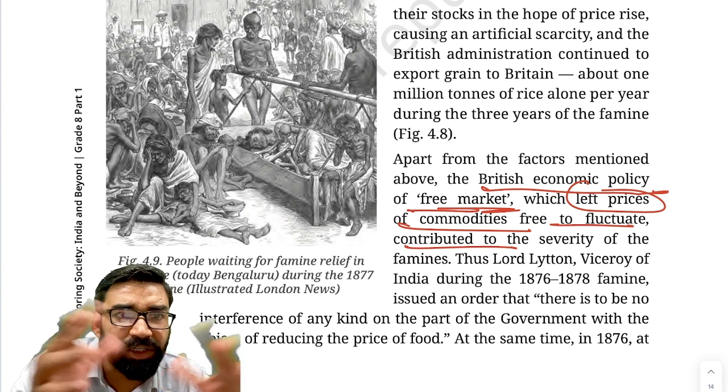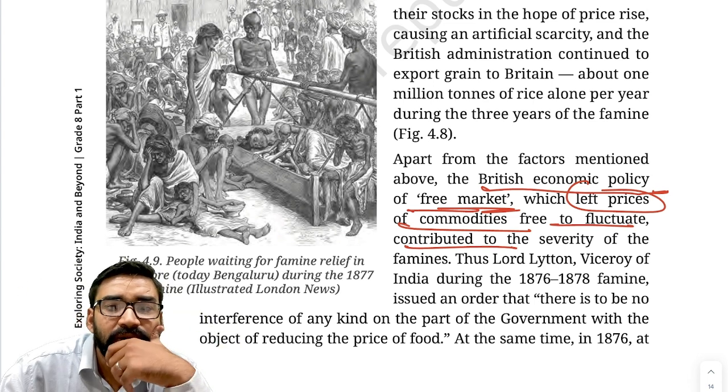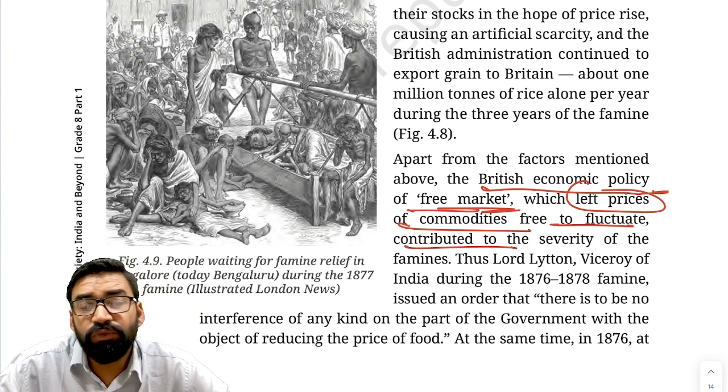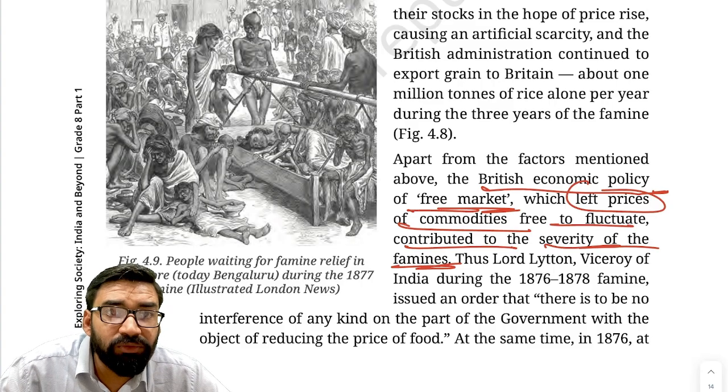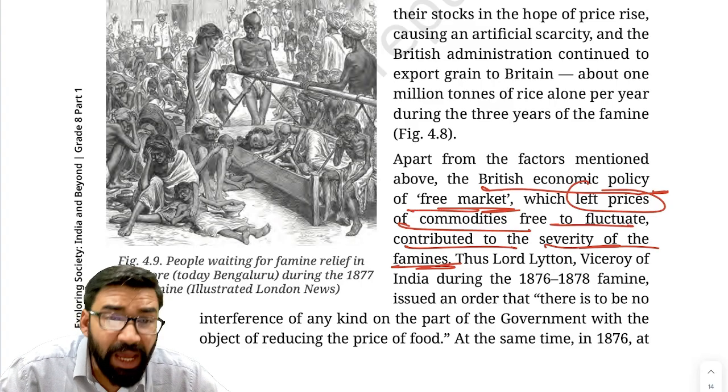State is not having any control. State का कोई role ही नहीं रहेगा. So in this way, it was free to fluctuate the prices. Clear? That resulted into the severity of famines. Clear? In this, no government intervention was there, and it contributed to famine severity.